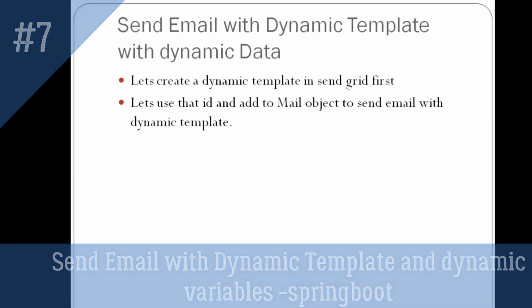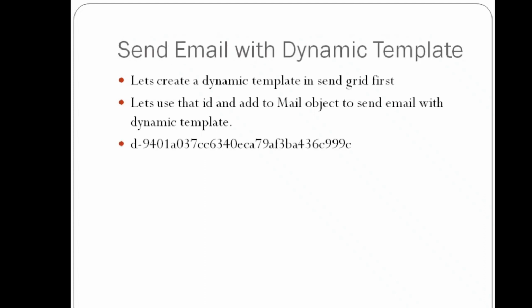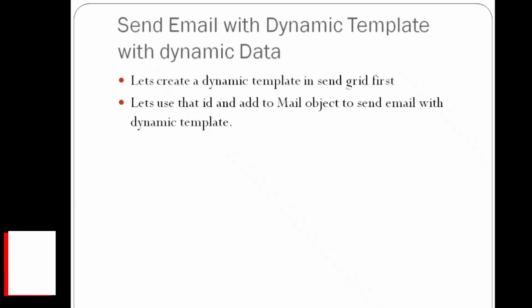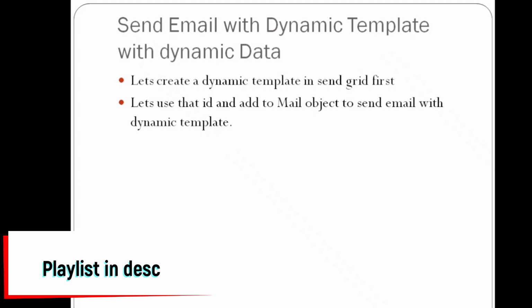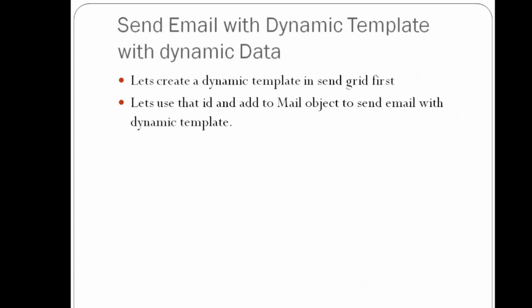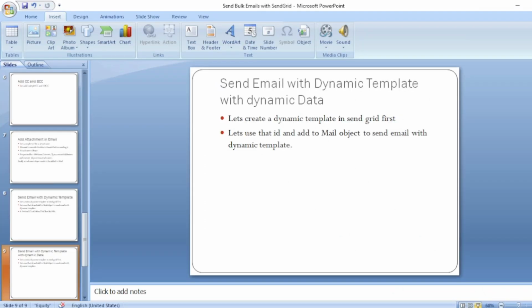So in this video we are going to talk about how we can send an email with the help of a dynamic template and also with dynamic data. In our previous video we have learned how we can generate a dynamic template and how we can use it as part of Java code. Now we are going to create some variables in a template and replace those values with the Java code. So let's get started here.